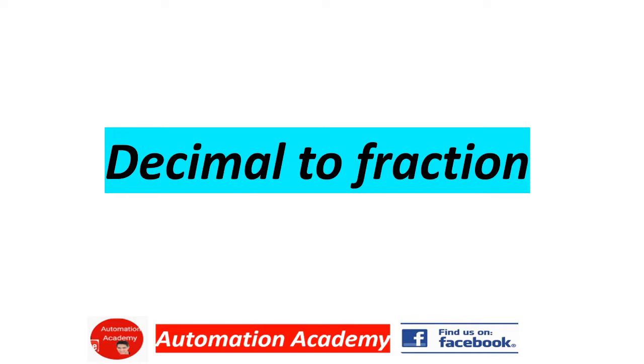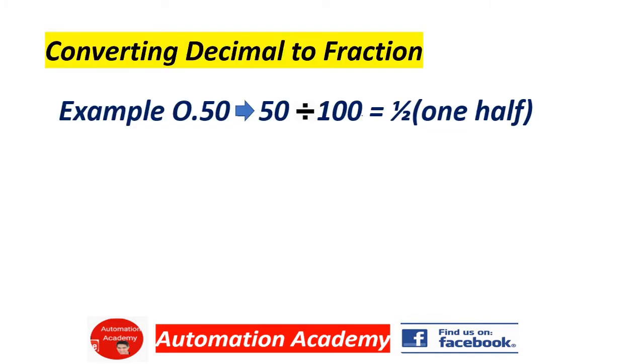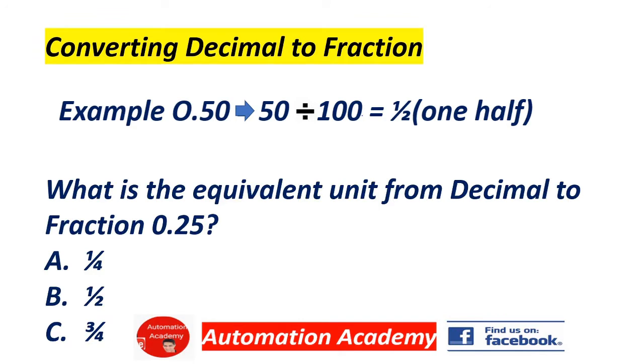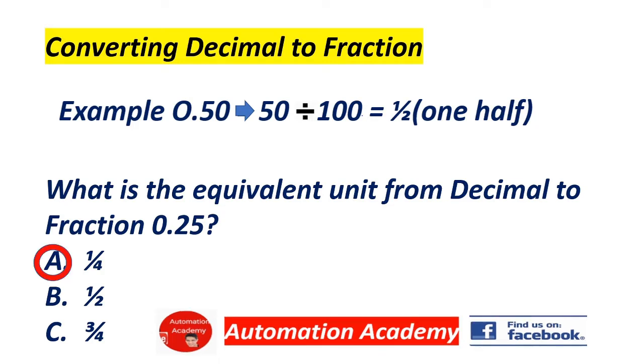Our next topic is decimal to fraction. Converting decimal to fraction. Example, 0.5: 50 divided by 100 equals 1/2. Example, what is the equivalent unit from decimal to fraction 0.25? A. 1/4, B. 1/2, C. 3/4. Answer A. 1/4.